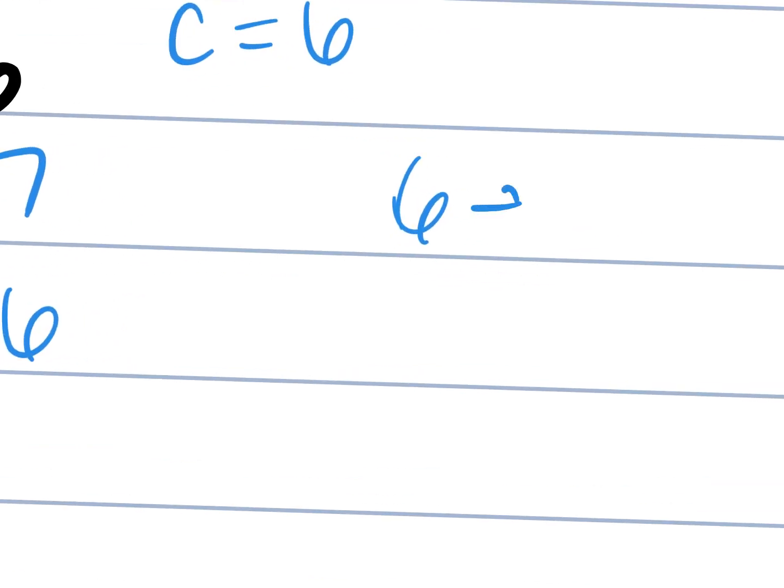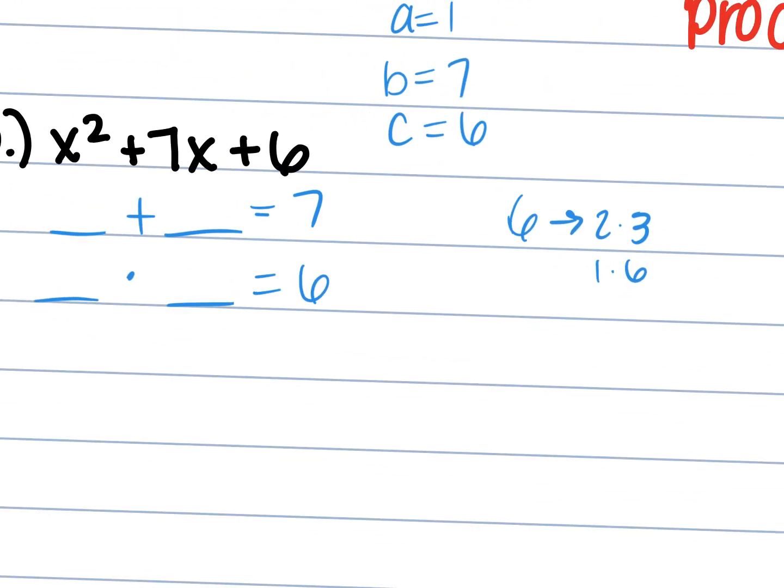You're going to take the C value and write all of the factors down. What are the factors of 6? 6 and 1, 2 and 3. Now, write these down, because if I added 2 and 3 together, what would I get? 5. Does that match the 7? No, so don't use that one. But if I added 1 and 6 together, what do I get? 7. I found my match.